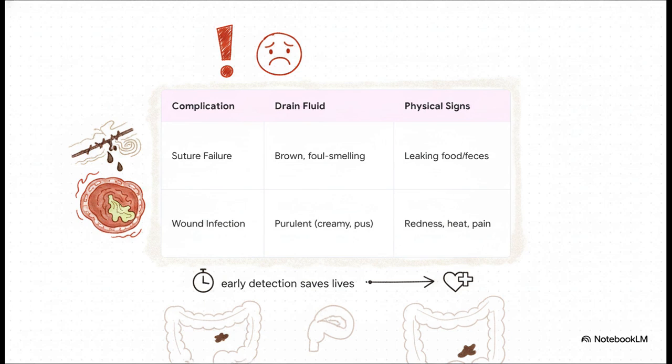But what happens when things go wrong? If you're looking at the drain and the fluid is brown and foul-smelling, that is an immediate red flag for suture failure in the digestive tract. You are literally seeing feces leaking into the drain. If the fluid becomes purulent, meaning it's creamy, highly viscous, basically like pus, along with localized redness and a fever, you are looking at a wound infection. Catching these changes early absolutely saves lives.